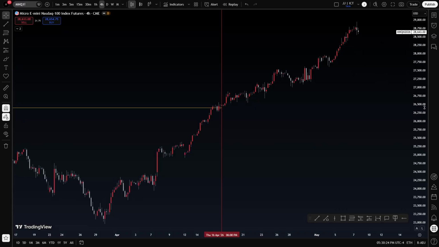Now, the one rule that you must remember when you're trading at all-time highs is universal for all assets. It's going to keep printing higher all-time highs. It's going to do it. Period.